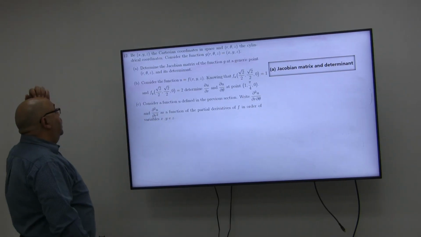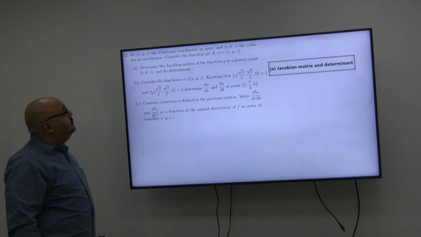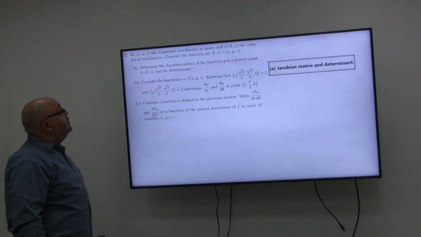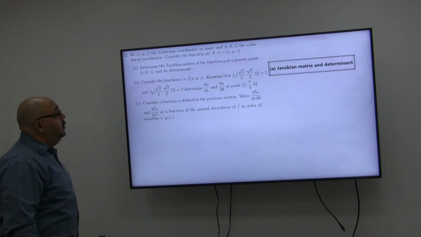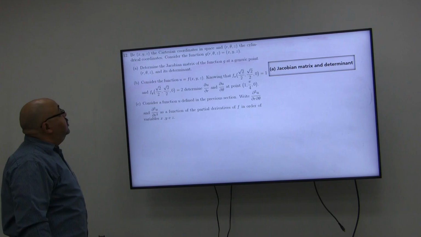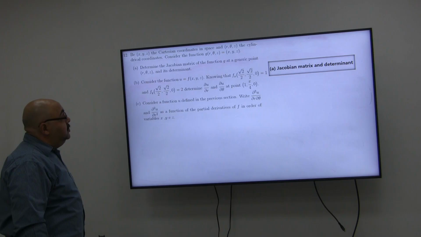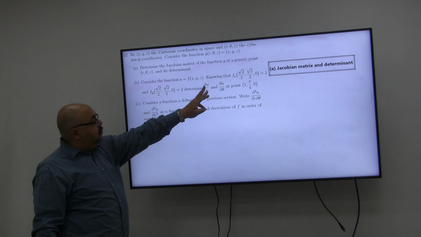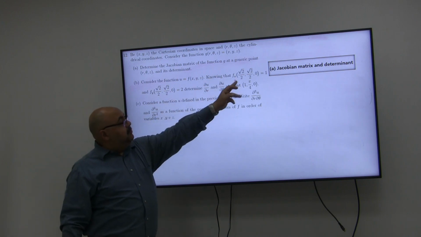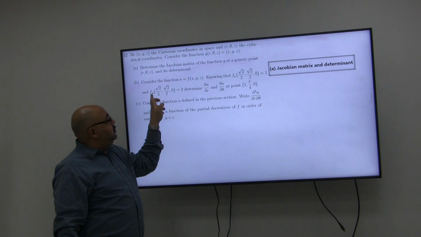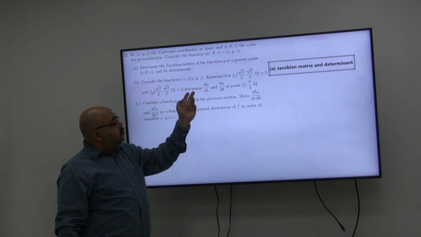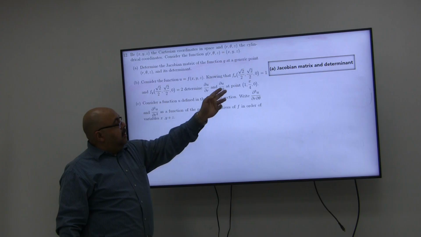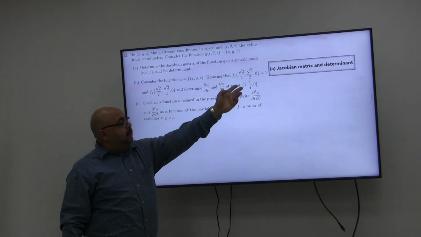Here it is giving you x, y, the Cartesian coordinates, in a space of r, theta, z, which is the cylindrical coordinates. Consider the function g of r, theta, and z equal to x, y, and z. Determine the Jacobian matrix of the function g at a generic point r, theta, z. Find its determinant. Then consider the function u, knowing that f sub x at 2 is giving you the first derivative with respect to x at the point, the first derivative with respect to y at the point, and he wants you to determine partial u, partial r, partial u, partial theta at the point 1, pi over 4, and 0.